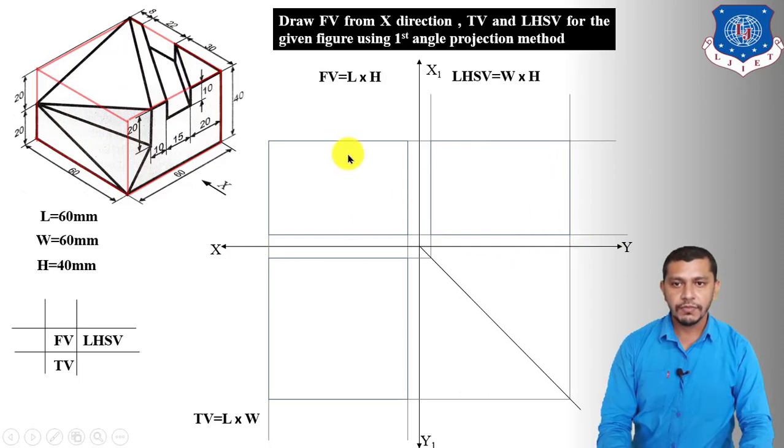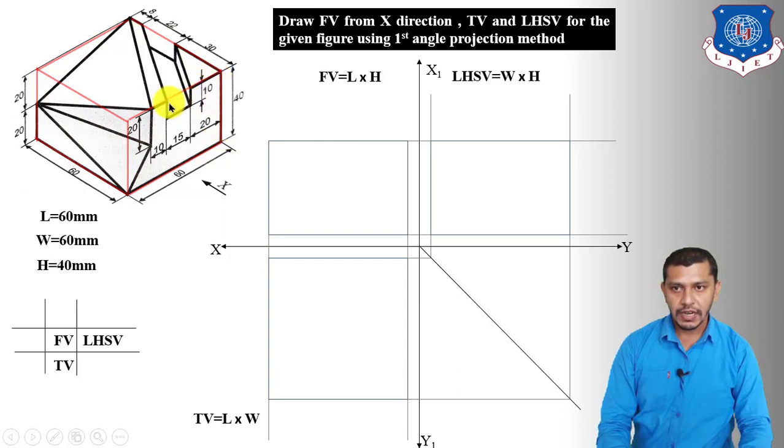Now after drawing the front view, top view and the left hand side view of the cuboid, we will draw the front view, top view and the left hand side view of the object. So starting with the front view, again we will draw the face of the object which is parallel to the front face of the object in the front view.